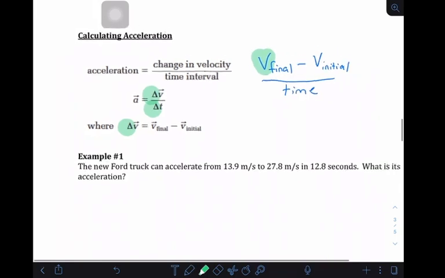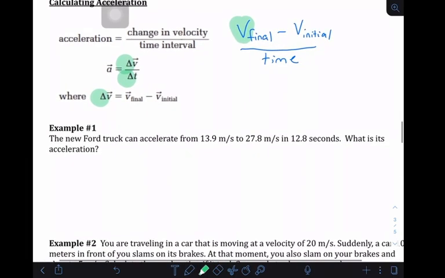So we can look at an example here. A truck can accelerate from 13.9 meters per second to 27.8 meters per second in 12.8 seconds. What is the rate of acceleration? We look at these problems, we find our numbers, and we start to associate these numbers with parts of the formula.